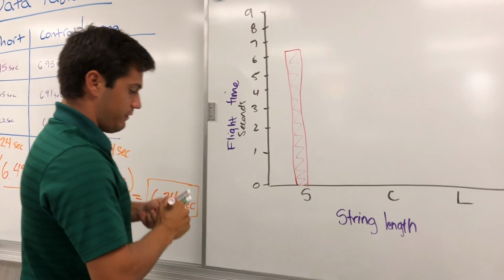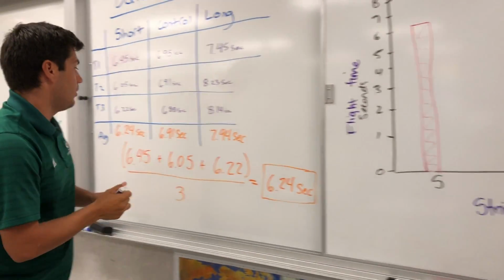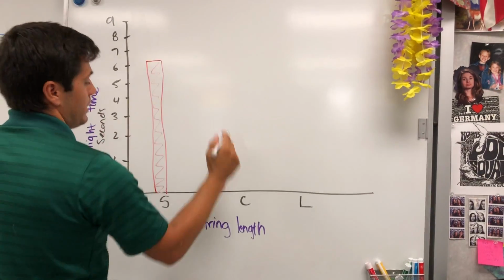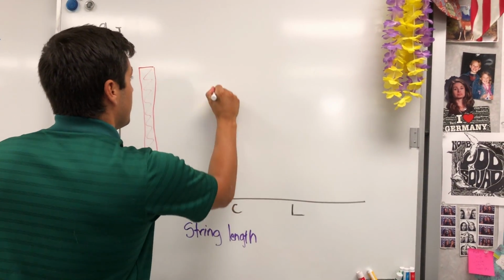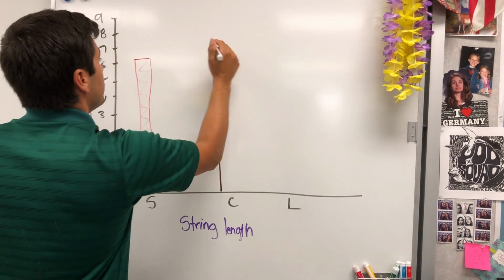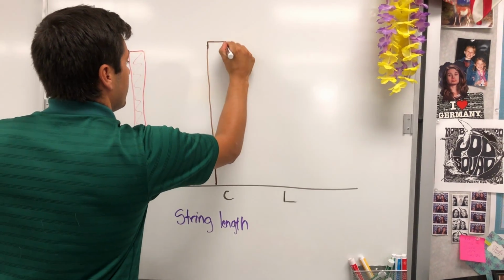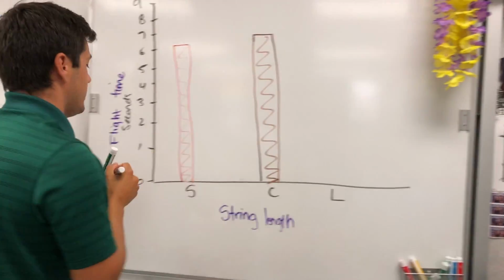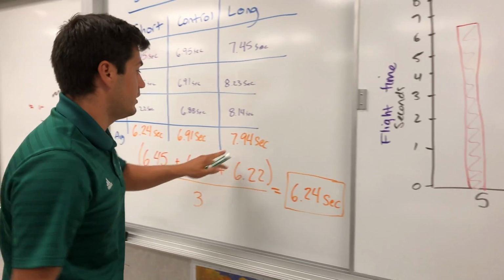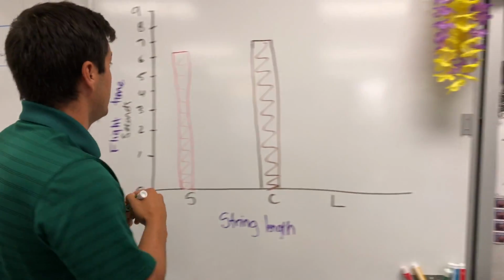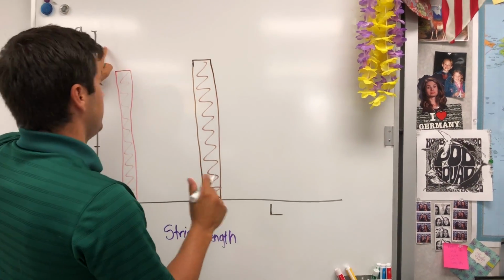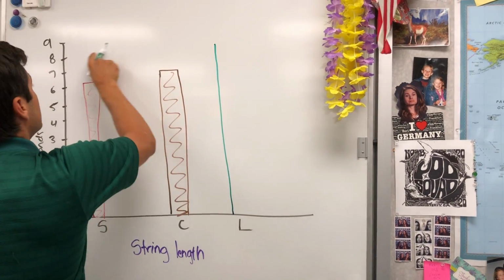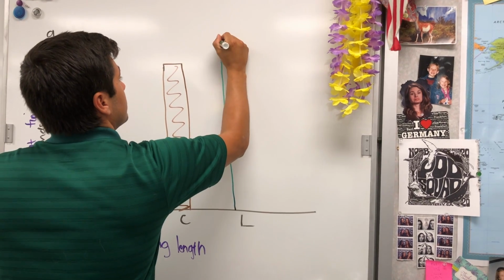There's my bar graph. Then my next one, my control, my 6.91. I'm going to go all the way up to 6.91 here. I see that's just below the 7, so I need to go a little farther. And then there's that one. And then finally my last one, 7.94. So I see my 7's here, 8. I'm going to go almost all the way up to 8. A little less.